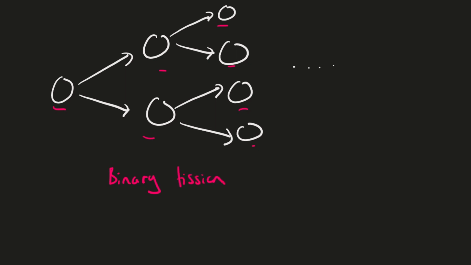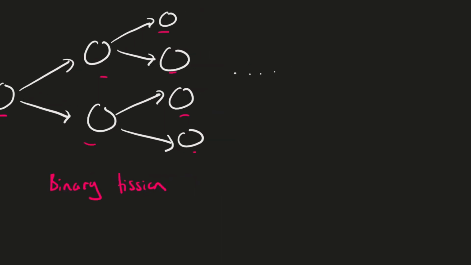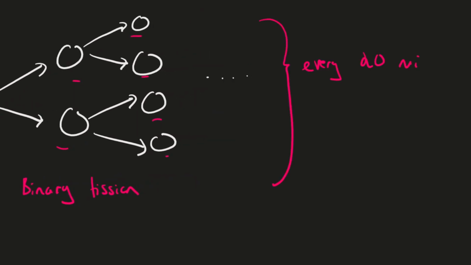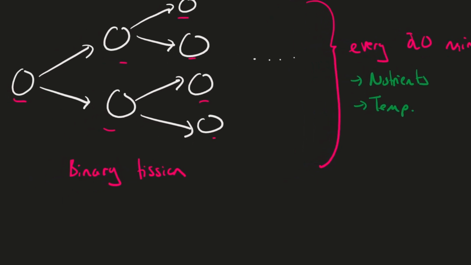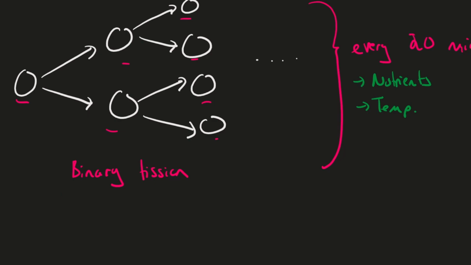And essentially this can happen as often as every 20 minutes, as long as two things are fulfilled. Those two things are: the bacteria needs to have enough nutrients, and the temperature needs to be correct as well. If those two things are correct, then as often as every 20 minutes, binary fission can occur, and you can see how quickly the bacteria can grow.